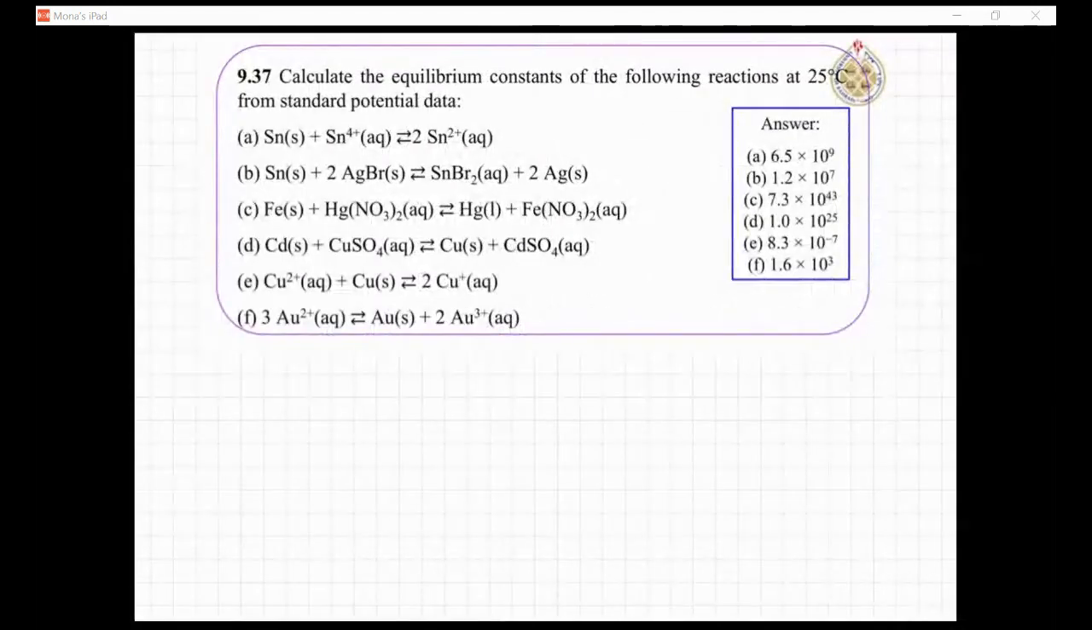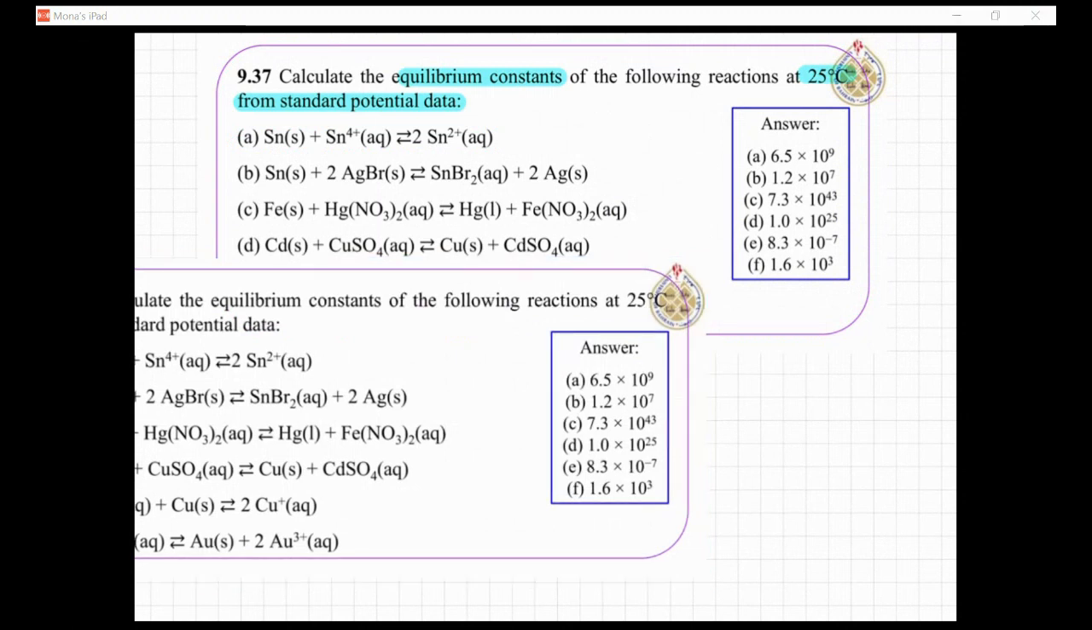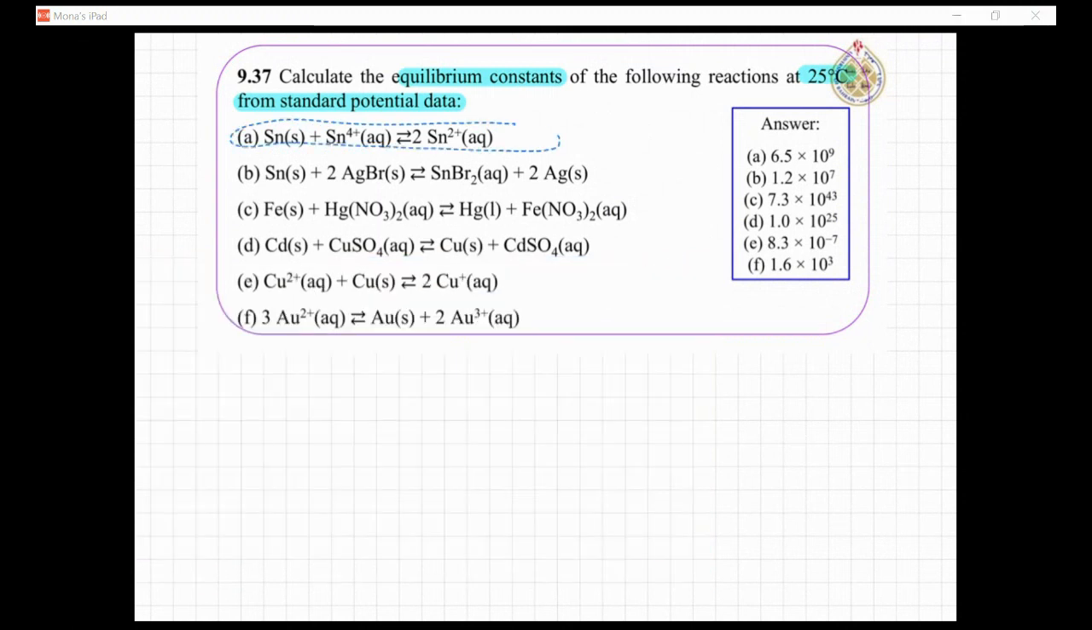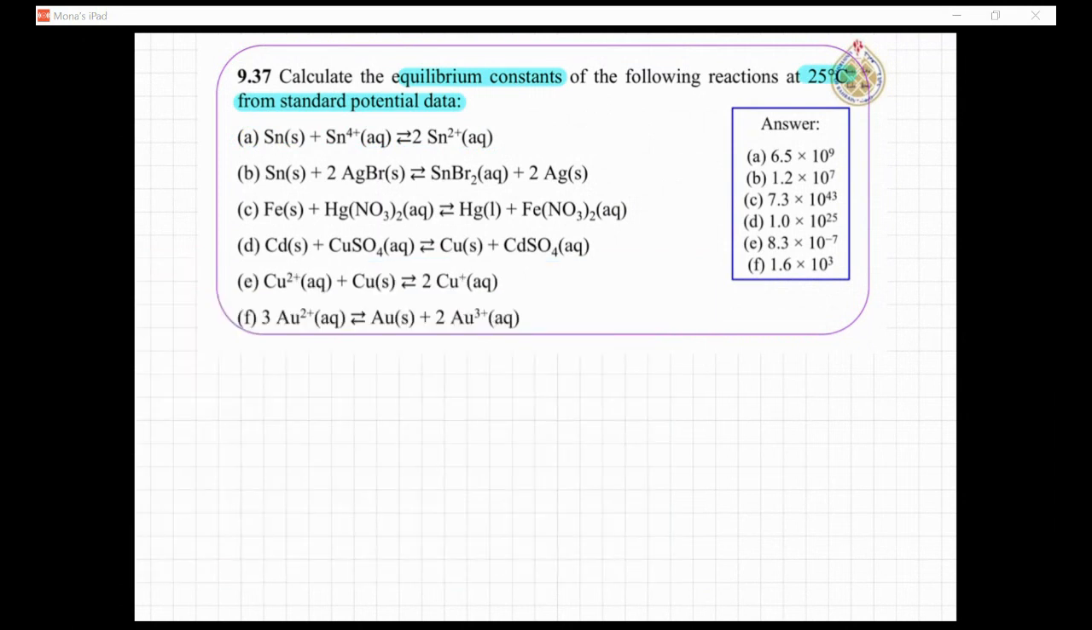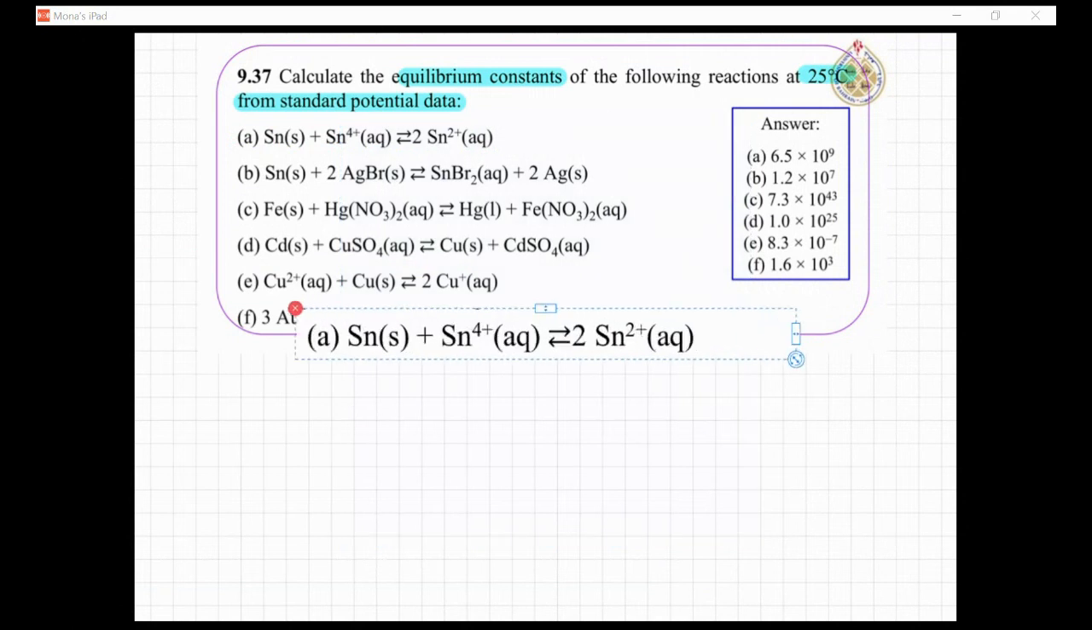Now another question says: calculate the equilibrium constant of the following reactions at 25 degrees from the standard potential data. So the first part is going to be this part here. This is what we have. So what will we do? We want to calculate the equilibrium constant.